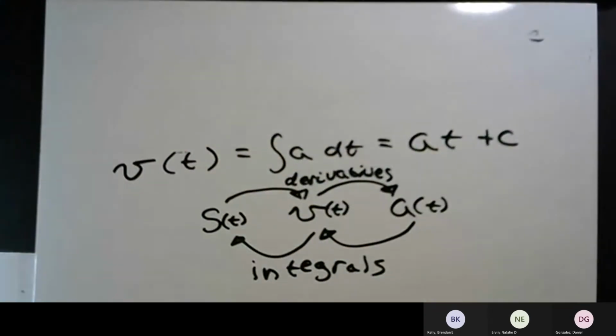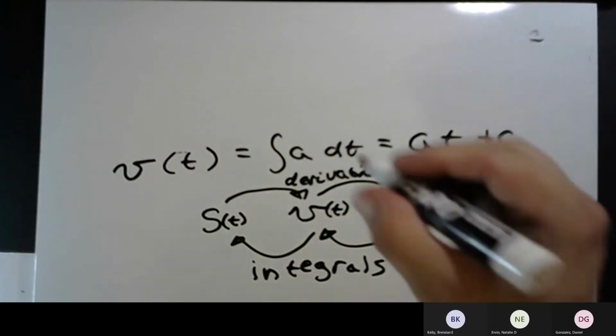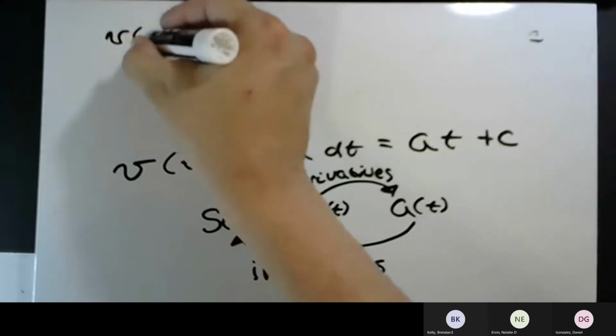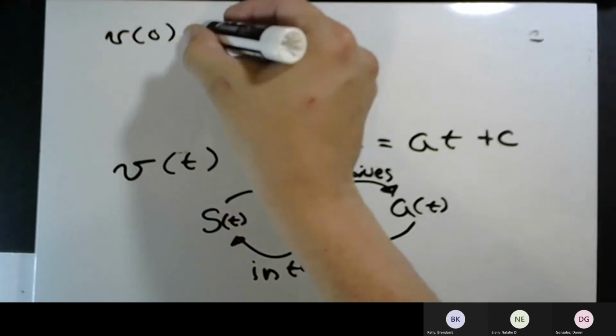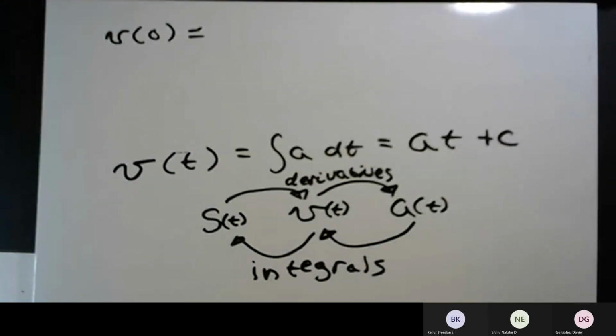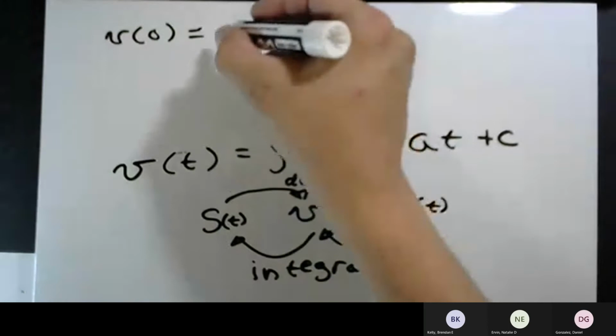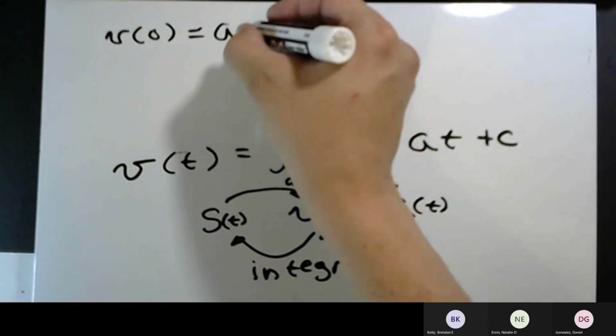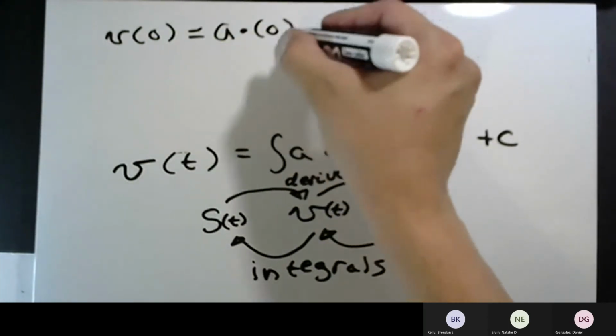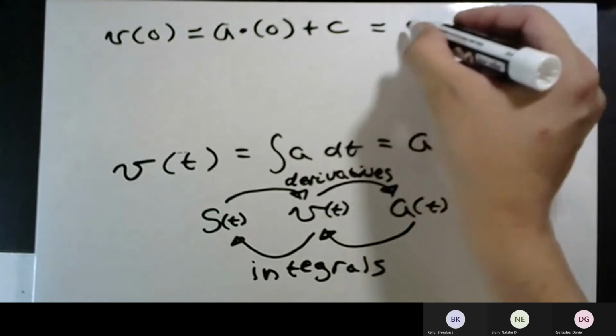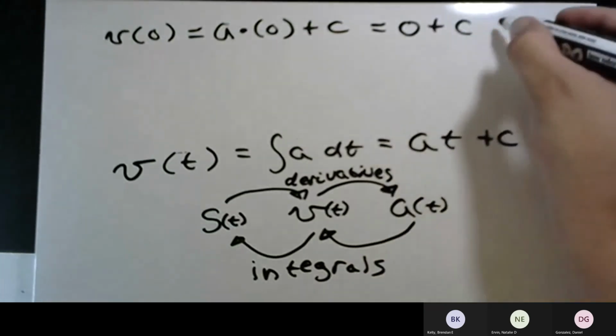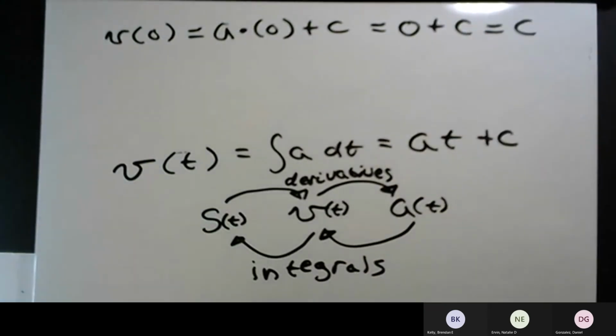Now what we do is we put 0 in for t. And this would be the velocity at time 0. This is the velocity we're going to have when we start our stopwatch. So it'll be the constant A times 0 plus C, which is 0 plus C, which is just going to be C. And again, if there are any questions about this, let me know.